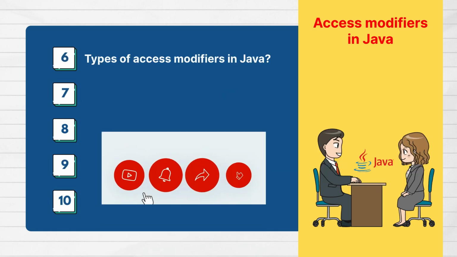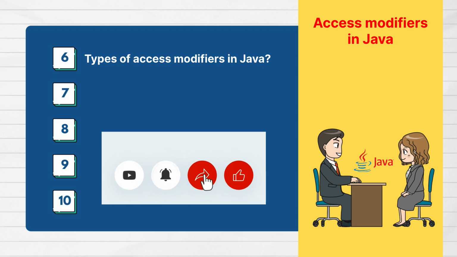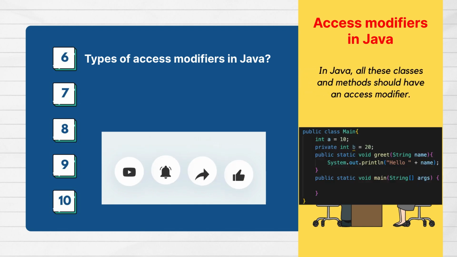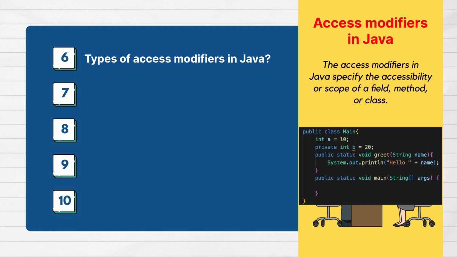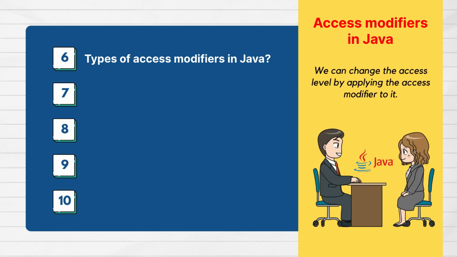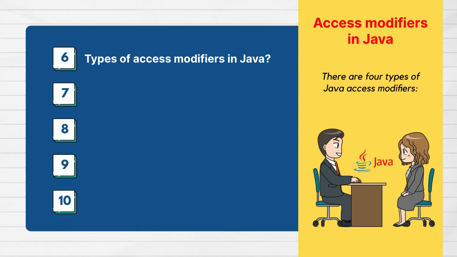What are the different types of access modifiers in Java? In Java, all these classes and methods should have an access modifier. The access modifiers in Java specify the accessibility or scope of a field, method, or class. We can change the access level by applying the access modifier to it. There are 4 types of Java access modifiers: private, default, protected, and public.